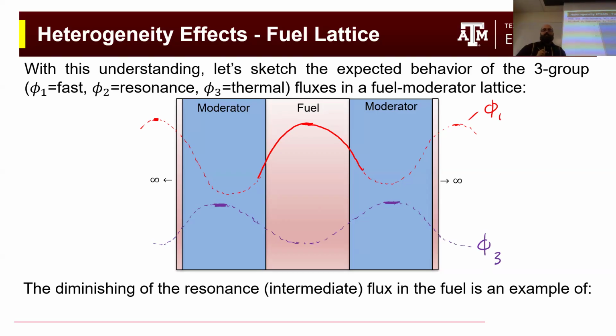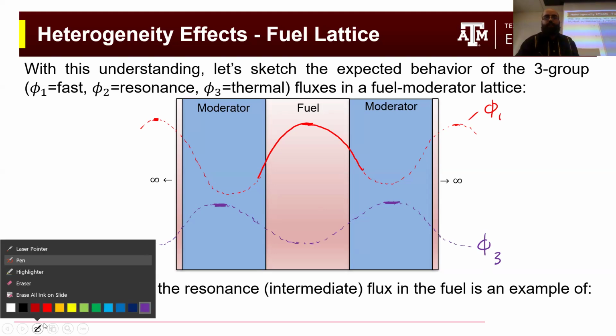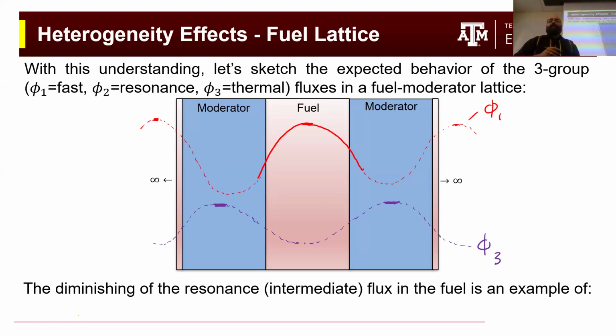It peaks in the moderator, because that's where neutrons are slowing down the most. It's at a minimum in the fuel, because that's where all my thermal neutrons are being absorbed to make new fissions. The only other one that we need to sketch is the intermediate range. And the intermediate range is kind of funny.